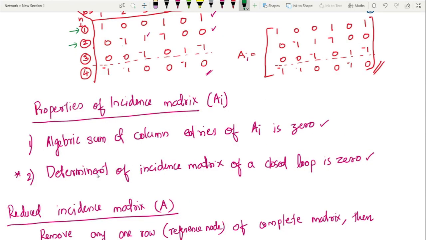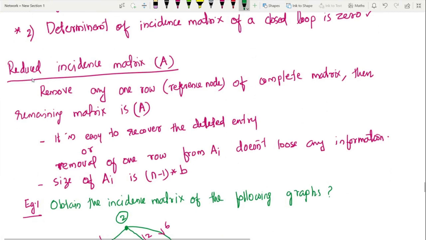As mentioned earlier, the algebraic sum of column entries of the complete incidence matrix is 0. This is 0, this sum is 0 and so on. All column entry sums are 0. So that is one property of incidence matrix AI: the algebraic sum of column entries of AI is 0. Another important property is that the determinant of the incidence matrix of a closed loop is 0. So you need to prove that one. Then these things we already discussed.